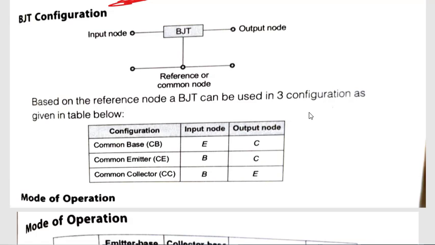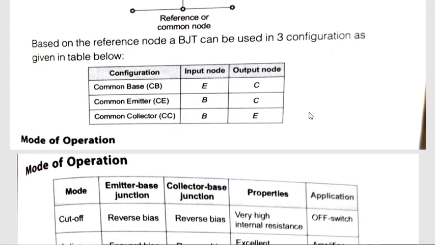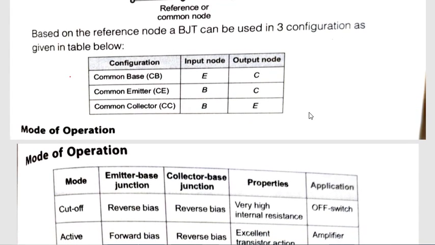These are for the BJT, that is bipolar junction transistor. We will see formulas related to this also in this lecture. Now this is a BJT, with the input node, output node and the reference node. There are three types of configuration for BJT. First is the common base configuration, then common emitter and common collector. Common emitter is mostly used everywhere. Okay, let's see.